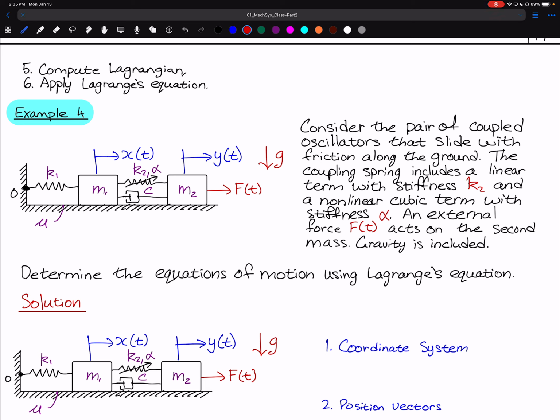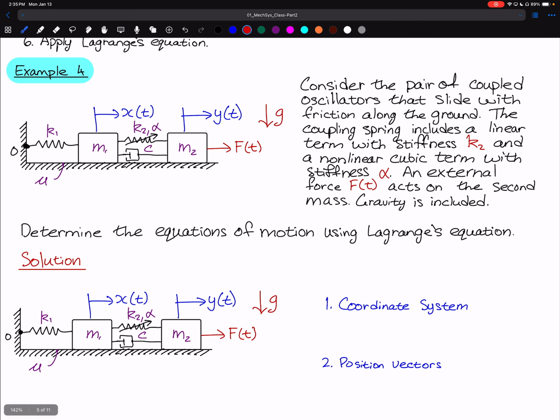All right, let's come back together, and we're going to go through example 4 here. We're going to consider a pair of coupled oscillators that slide with friction along the ground. The coupling spring includes both a linear term, that has stiffness K2, and a nonlinear cubic term with a stiffness alpha, so that's alpha times the relative displacement cubed. And there's an external force acting on the second mass, and we've also included gravity here as well. We're asked to determine the equations of motion using Lagrange's equation.